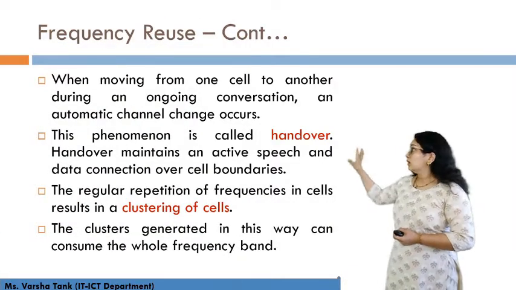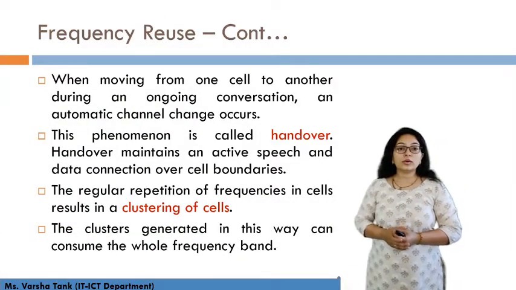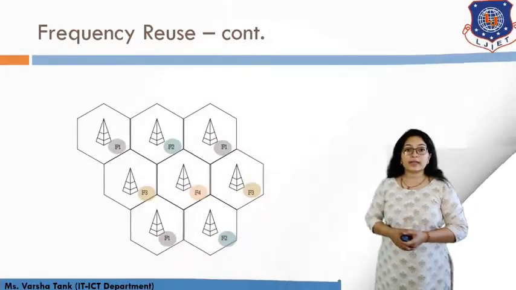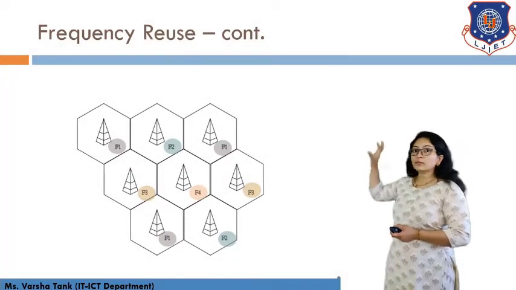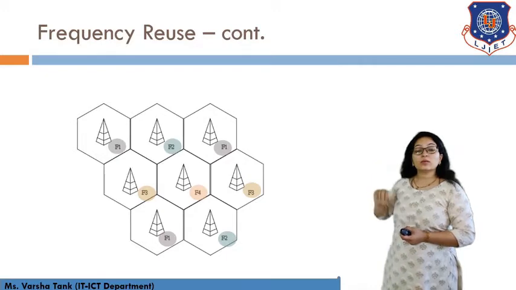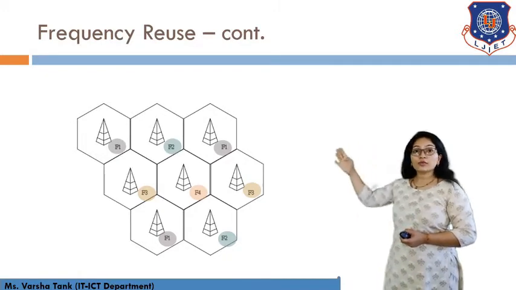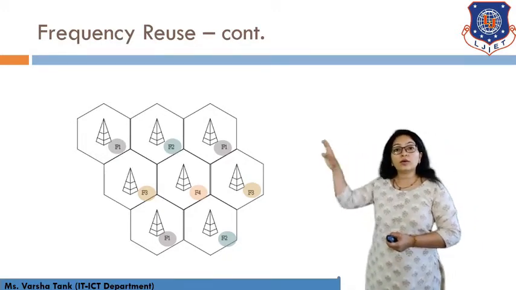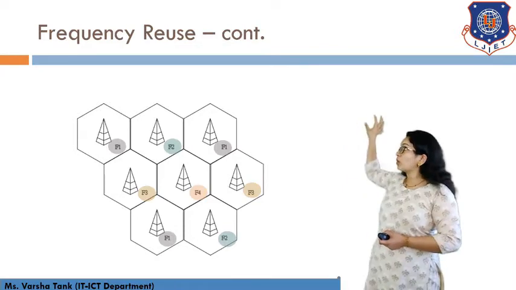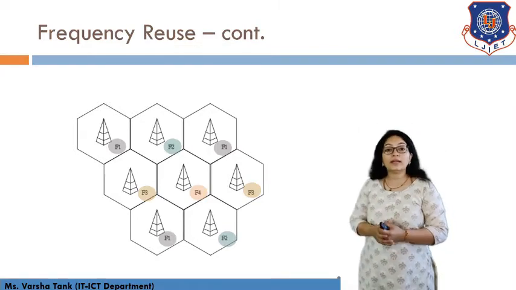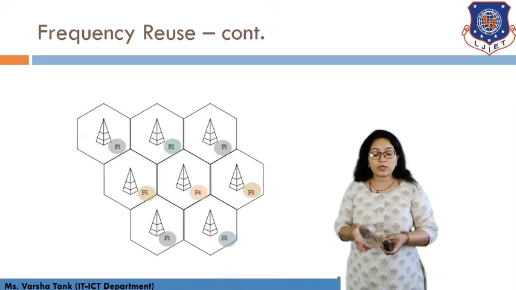Now, when moving from one cell to another cell, as you have seen in the last slide, let's see again. Here suppose you are in one cell at frequency F1. Now you are moving from F1 to F2. That means you are moving from one particular area to another area. So what will happen? Let's see.